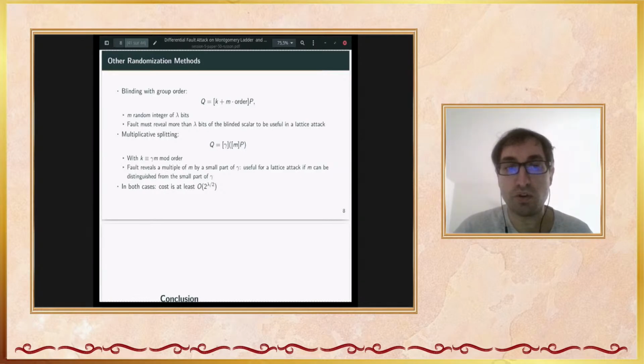the second countermeasure by Coron. So the scalar is randomized by k plus a multiple of the base point order. It's possible to use a differential fault attack as long as the number of bits that is revealed by the differential fault attack is larger than the randomizer. And there is also multiplicative splitting, which is a little bit more complicated. But in both cases, the cost depends on half the size of the random divisor. Yes, the randomizer. More detail in the paper about that.